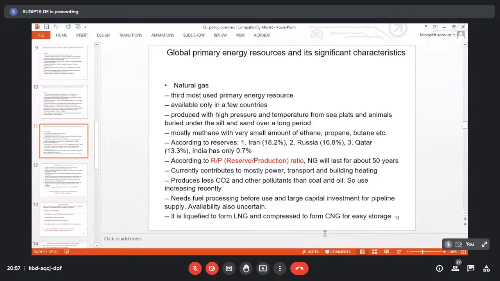So at the end, what is the objective of comparing these three natural sources? The entire energy conservation subject originally started from the viewpoint of the fossil fuel crisis, mostly oil, because coal is distributed all over the world.